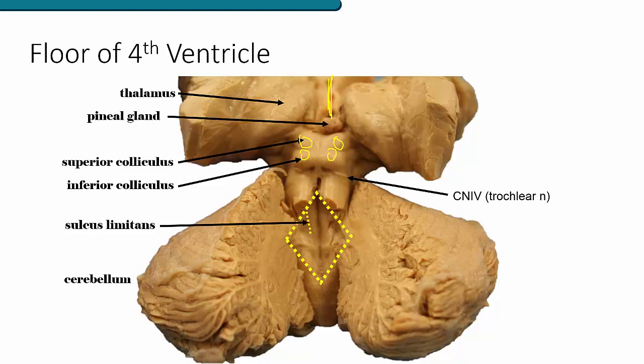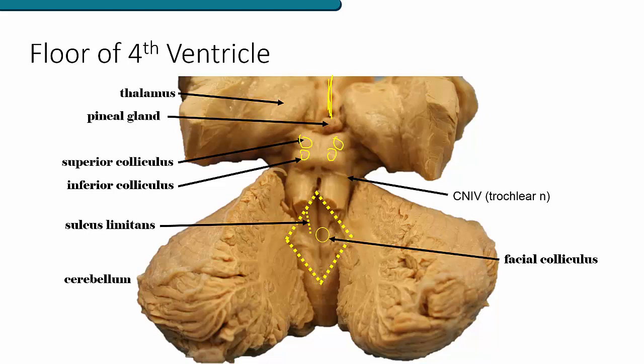Let's talk about a few things within the floor of the fourth ventricle we want you to know. First, we have the sulcus limitans, which is going to separate the alar and basal plates. Remember, more medially, we're going to have motor components. More laterally, we're going to have sensory components. This relates back to Dr. G's embryo lecture that you just had.